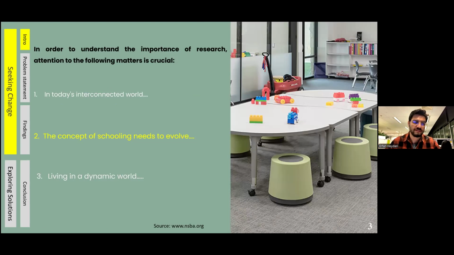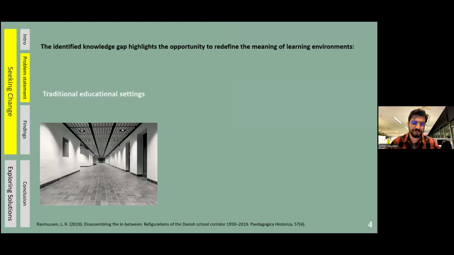In today's interconnected world, education must embrace a culture of collaboration, spatial organization, and other pertinent elements. The concept of schooling must evolve to align with the requirements of a global perspective that considers social, economic, and a variety of other influences. Living in a dynamic world necessitates viewing the learning environment as a complex system. The identified knowledge gap highlights the opportunity to redefine the meaning of learning environment.